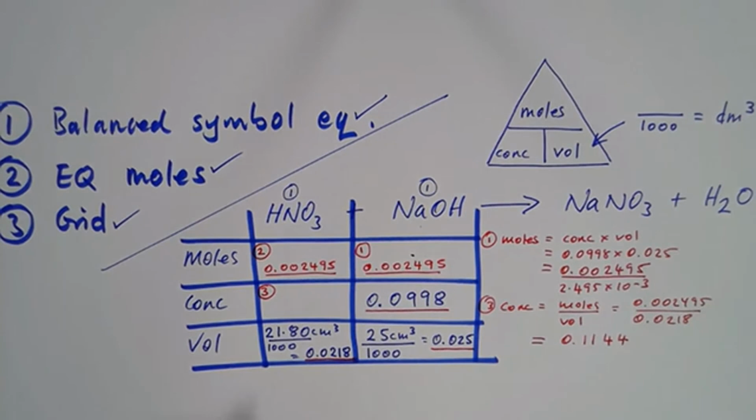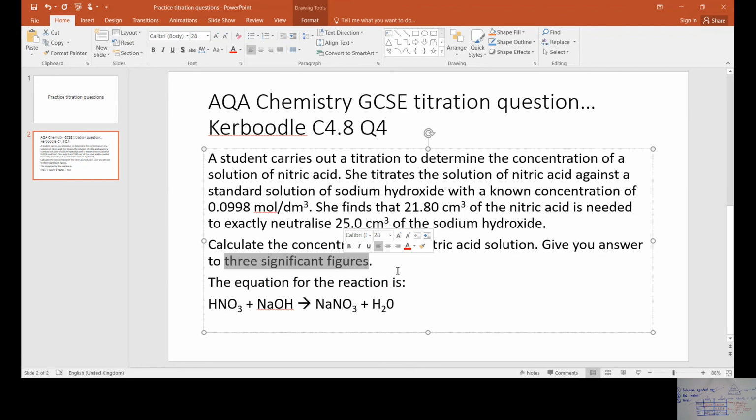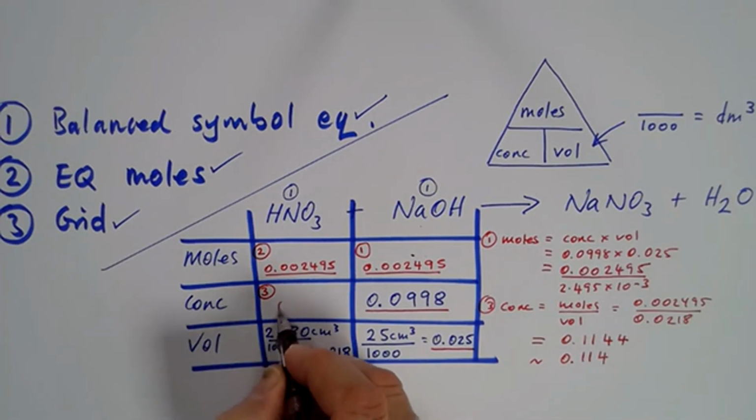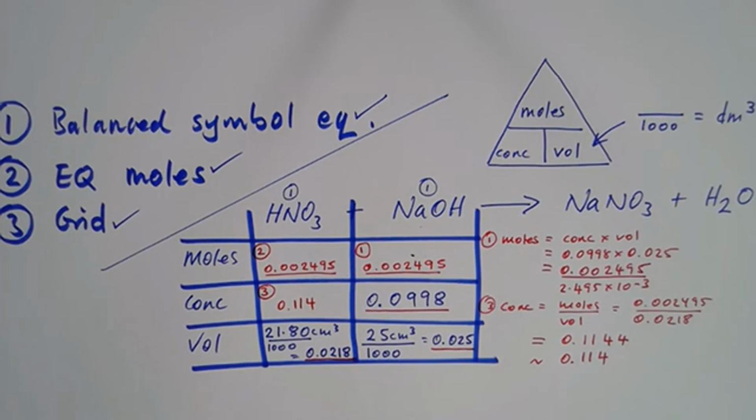Now, the question asked us to give that to 3 significant figures. Let's just go back and show that. If you look at the bottom here, we're expected to give it to 3 significant figures. Okay, so if we stop sharing again, go back to here. If we round this to 3 significant figures, we get 0.114. So we can put that in here, 0.114. And now we're done.